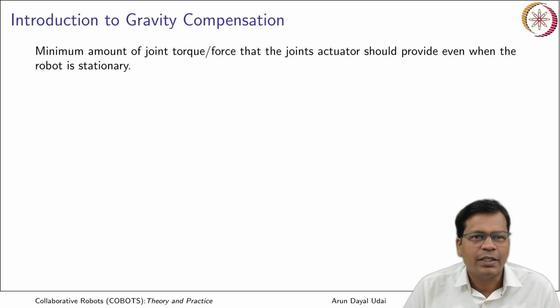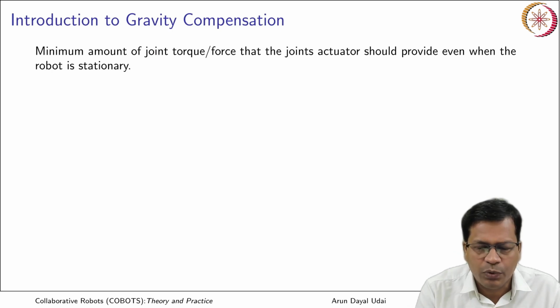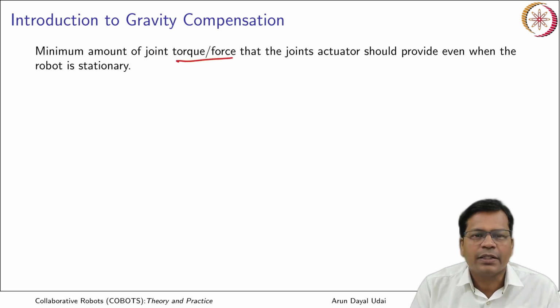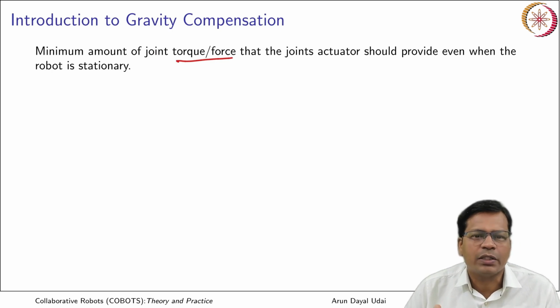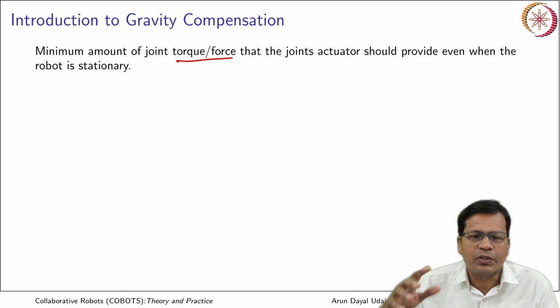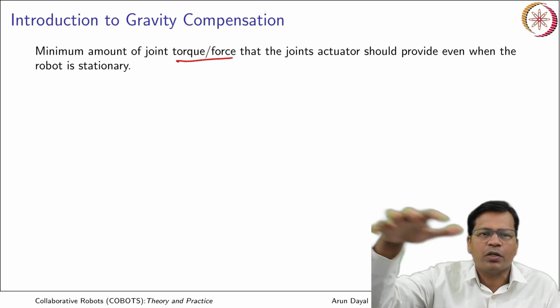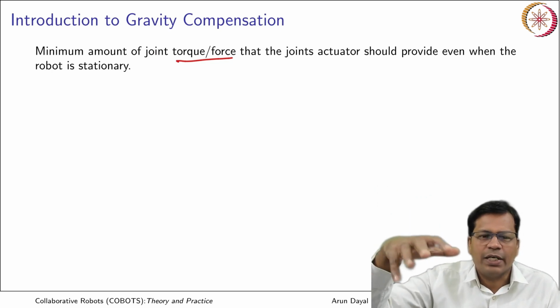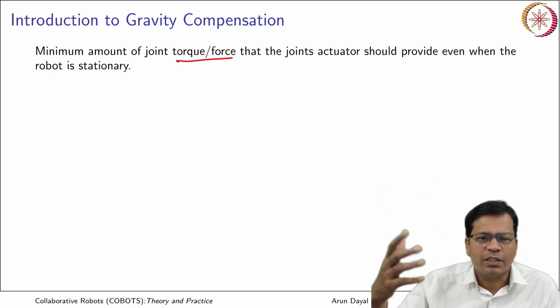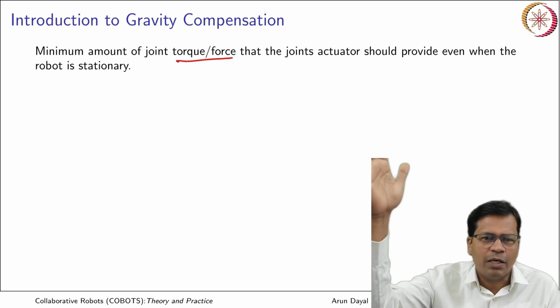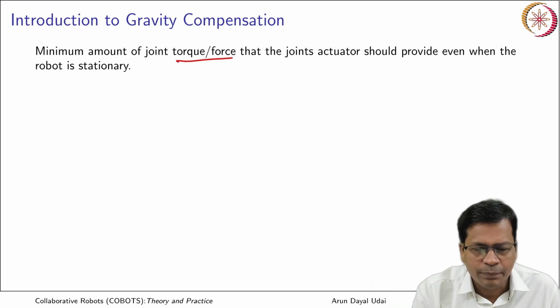What is that? Gravity compensation torques are the minimum amount of joint force and torque that the joint actuators should provide even when the robot is stationary. So I want to physically make this robot float in the air, as if it is in space, as if there is no gravitational pull which is pulling the robot arms downward.